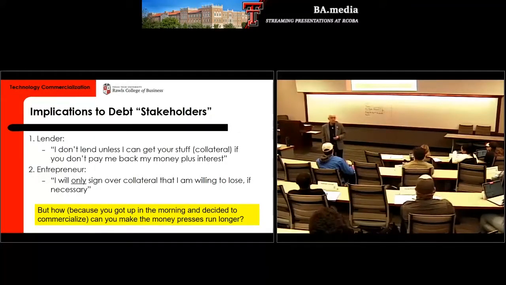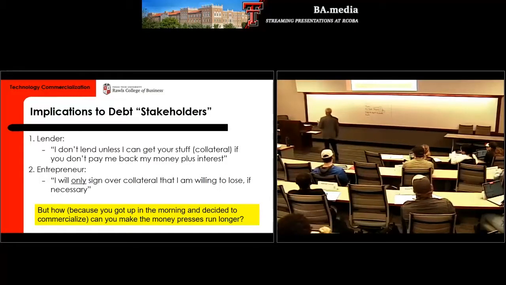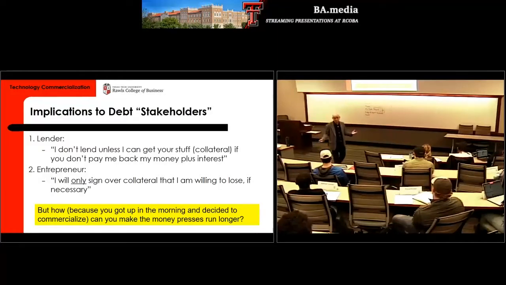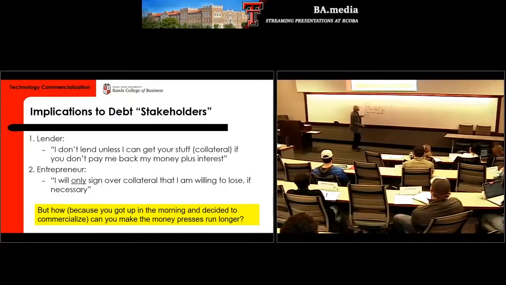Okay, so how? Because, all right, now this is you commercialize. Okay, so Elliot, how? Because Elliot got up in the morning and decided to commercialize. Can he make the money presses run longer? So this is one where Elliot is offering to be our example, but he doesn't have to answer the question. We're going to answer the question. Okay, Elliot gets up in the morning and he commercializes. He actually creates some value for people through sales. And because of that, how can he make the money presses run longer?